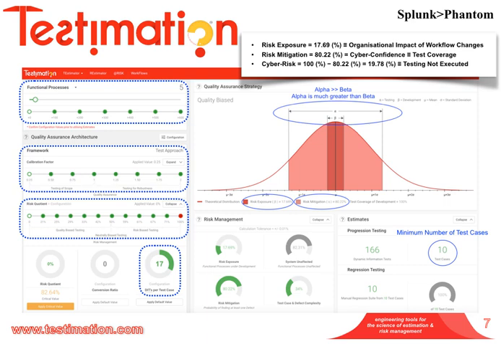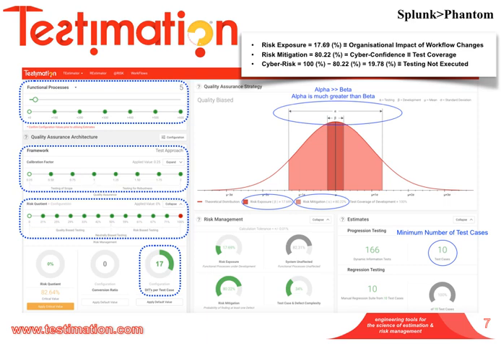This denotes the cyber confidence and consequently the test coverage. The cyber risk equals 19.78%. This denotes the testing not executed. In other words, the Security Operations Centre team is carrying a 19.78% probability that they have missed defects.